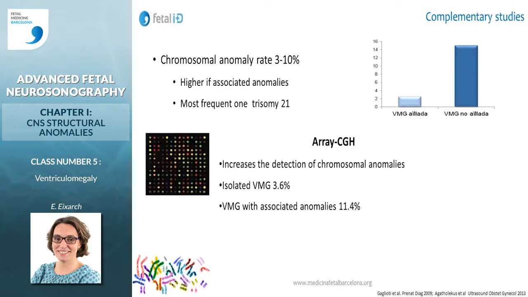Regarding chromosomal anomalies, the rate of associated anomalies is between 3 and 10% of cases, and as you can see, it is more frequent in those cases in which there is a structural associated anomaly, multiplying the risk by 4 in comparison with the isolated cases. We should know that the most frequent anomaly is trisomy 21, but it is not the only one, and in fact, since the array is being used, the rates of chromosomal anomalies have increased, being 3.6% in isolated ventriculomegalies and 11.4% in those cases with associated anomalies.